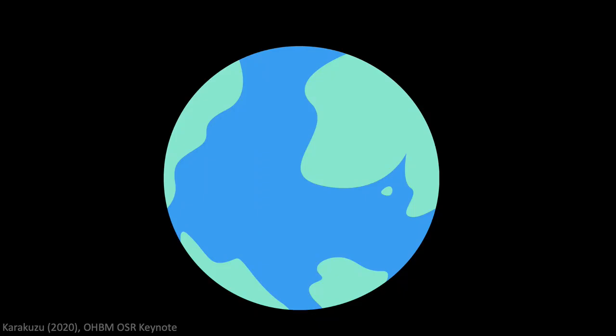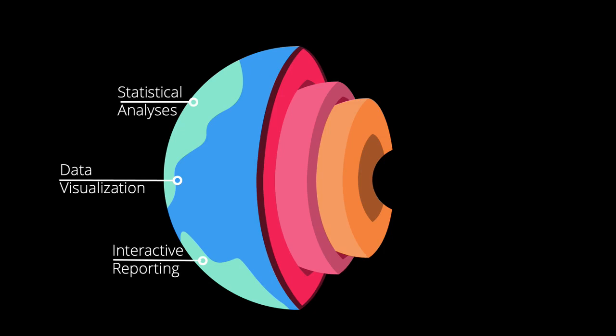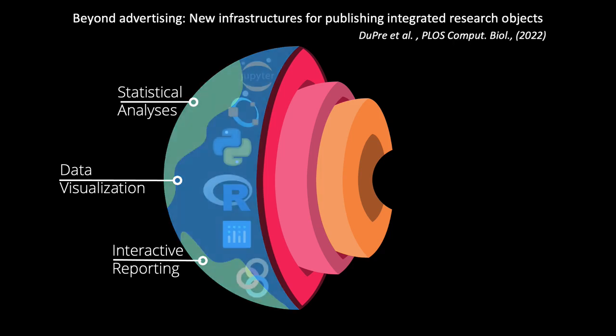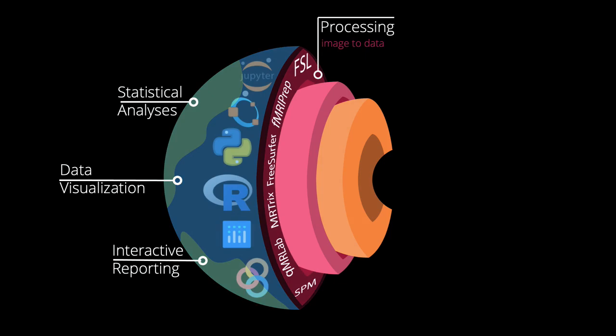But as I noted before, standardizing data processing covers just one layer. If you imagine a neuroimaging study as a planet, then we create a planet per research, a paper. In the end, each paper is a world of its own, and they all have multiple layers. On the surface, we have statistical analysis and data visualization. If we make this layer transparent by publishing integrated research objects, then we see the next layer, which is processing.